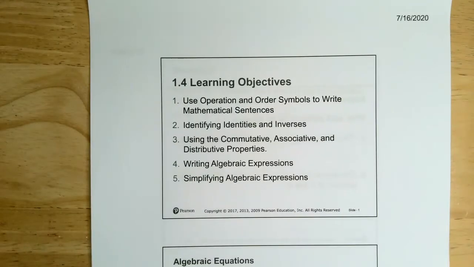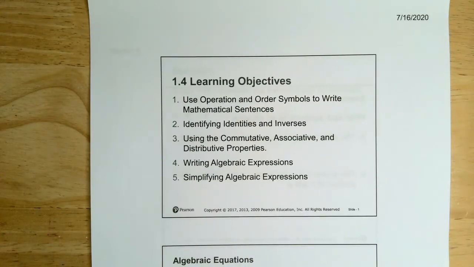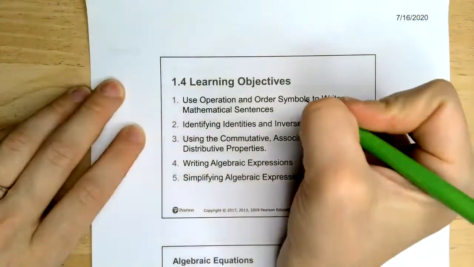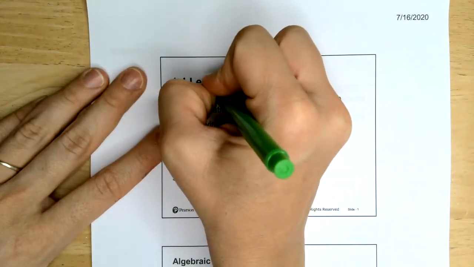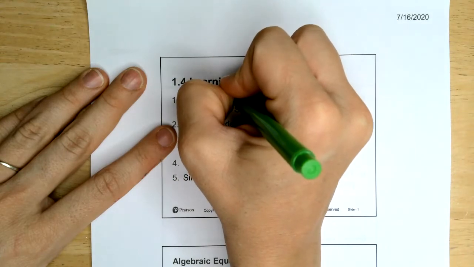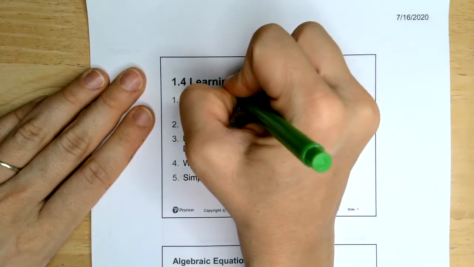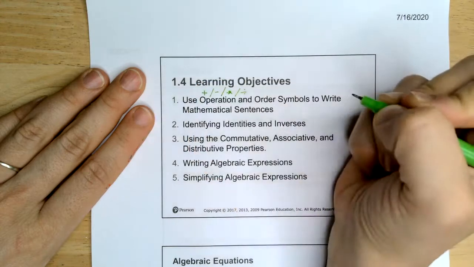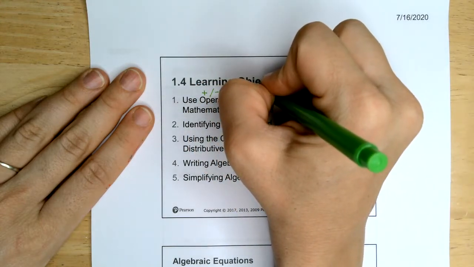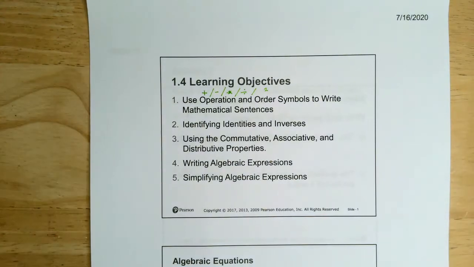Hey guys, this is the last lecture of Unit 1. So we're going to talk about how to use operation and order symbols to write mathematical sentences. So you'll get a phrase or a sentence in English, and we'll try to represent it with numbers, letters, and operations. And when we say operations, operation symbols are just plus, minus, multiply, divide. You could say raising something to a power is an operation.